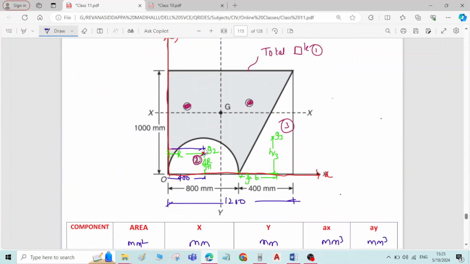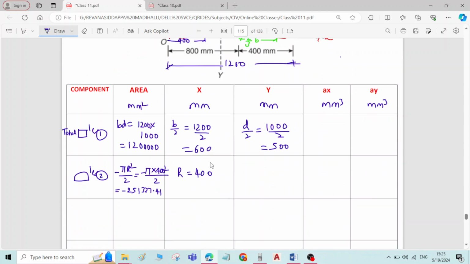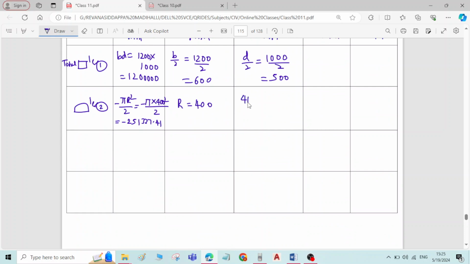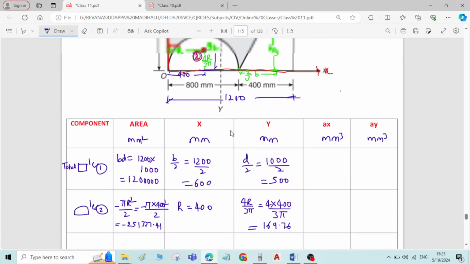Coming to the y value, meaning the distance of G2 from the reference x axis. This is the y value for the semicircle. Directly it is 4r by 3 pi, 4 into radius 400 by 3 pi. The answer that you get is 169.76. So this completes the calculation for the semicircle.